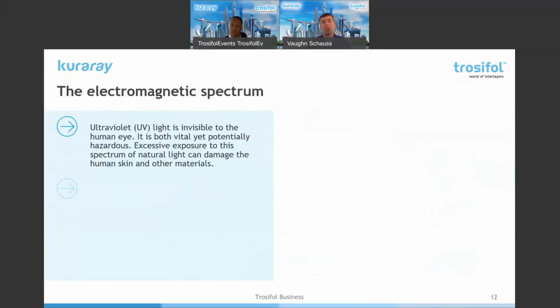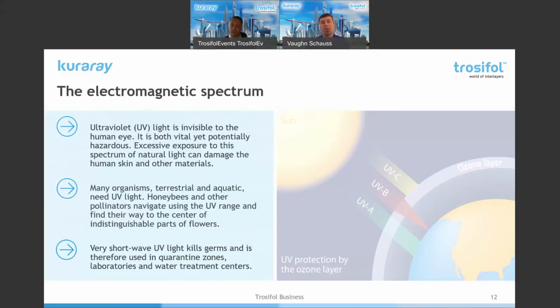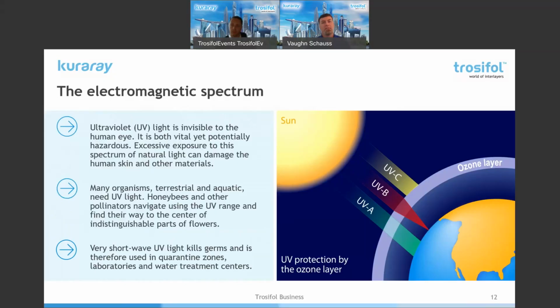When it comes to the UV light, fortunately for us, the Earth's atmosphere protects us from the vast majority of the harmful UV, such as the UVC. It allows a little bit of UVB and all of the UVA that comes in. The UV light is very beneficial to many organisms and plants, but it can be harmful to us, such as skin cancer.